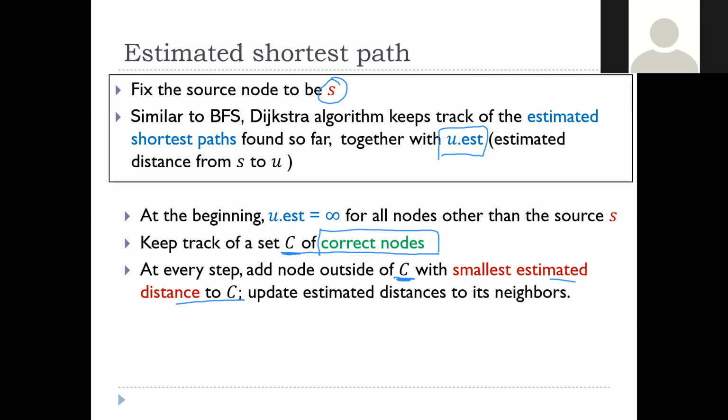We gradually grow a set of correct nodes whose distance we know correctly. Every time we find a new node that is guaranteed to have its shortest path distance known, we add it and then update all the shortest path estimates. We continue until in the end we find the shortest path distance to all of the nodes. That's what the algorithm is going to do.